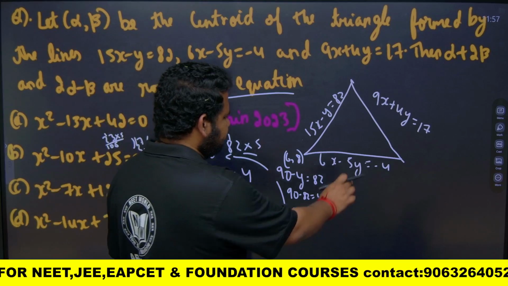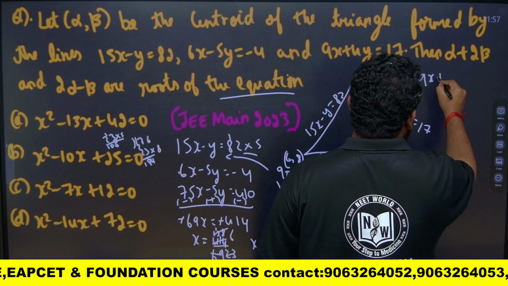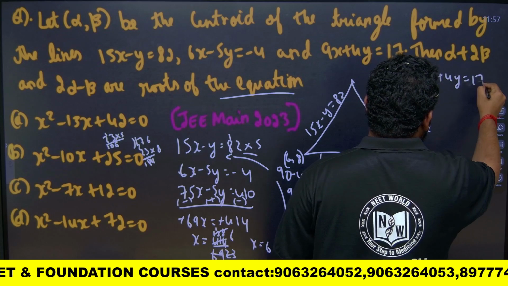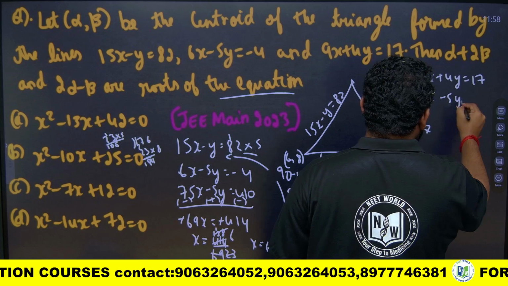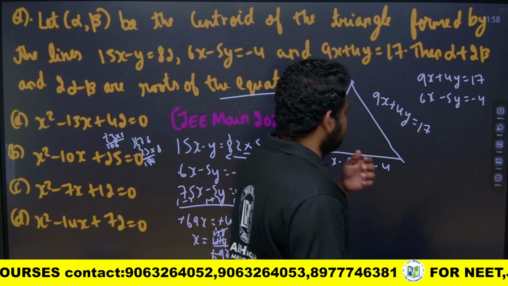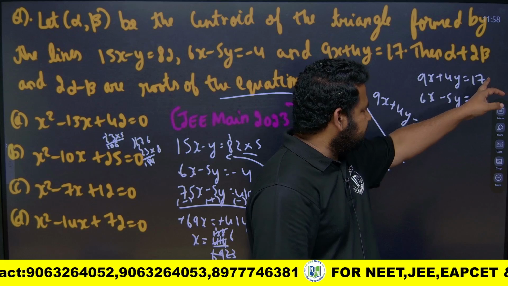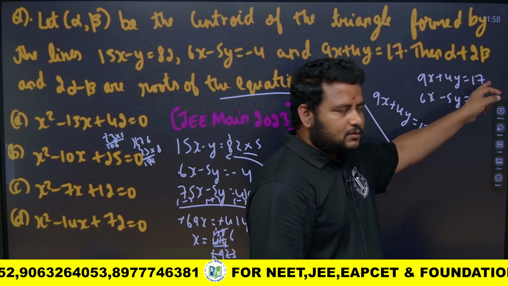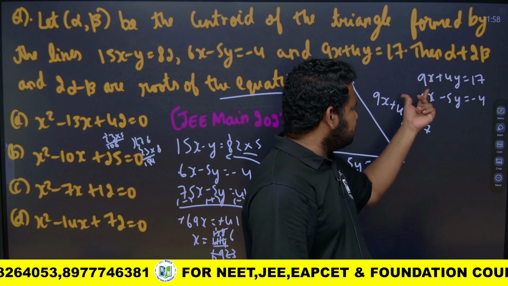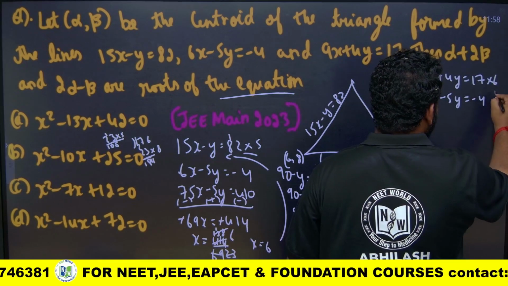Now let me solve this and this one. So I have 9x plus 4y is equal to 17, and I have here 6x minus 5y is equal to minus 4. Now what can I do? Let me take 9 and 6. Let me multiply this by 6 and let me multiply this by 9.